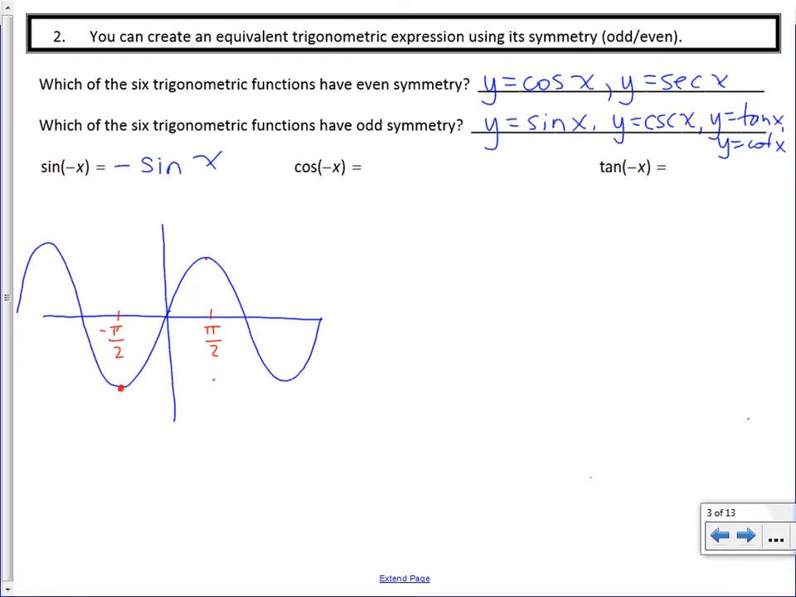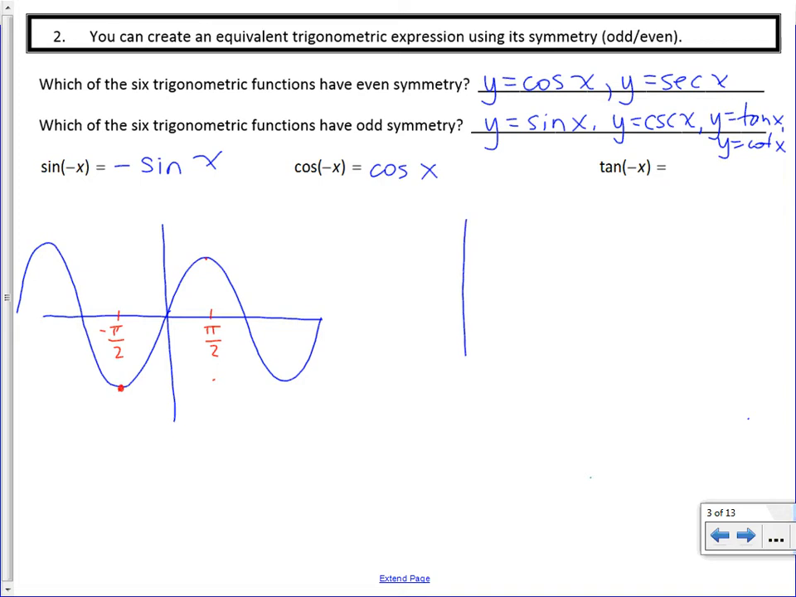So for an odd symmetry function, the algebraic version is you get rid of the negative inside, but it comes out on the outside. For even symmetry, it's a direct relationship. Like 1 would match with 1, 0 always matches with 0, root 3 over 2 over here would be root 3 over 2 over there. Everything would match perfectly. So this is one where the negative just goes away because it's equivalent. Does that make sense, everybody?